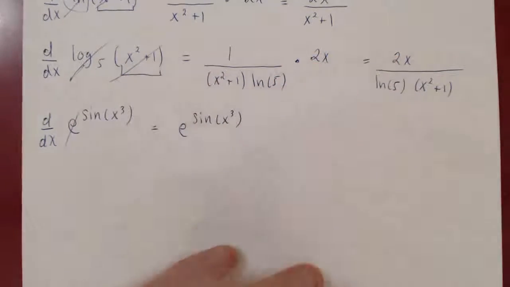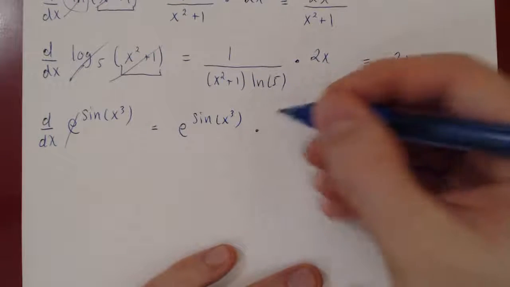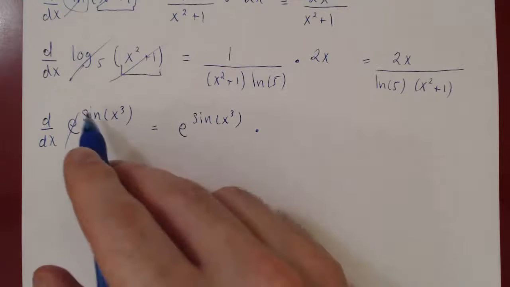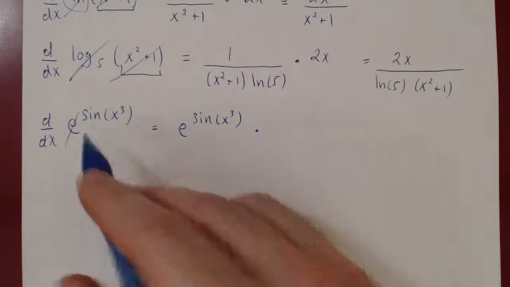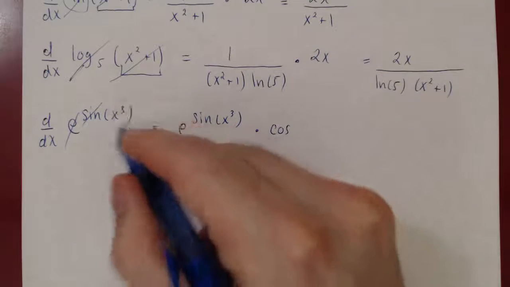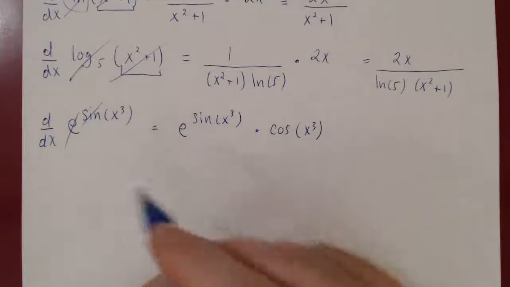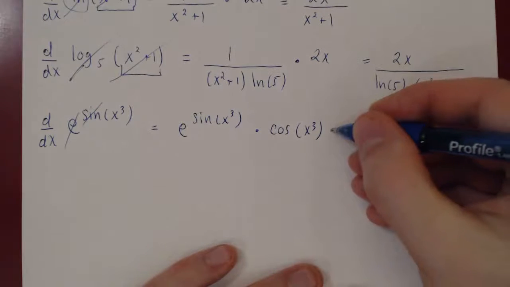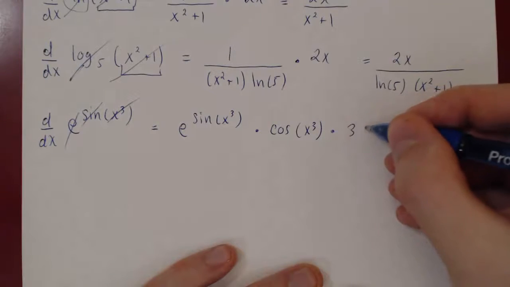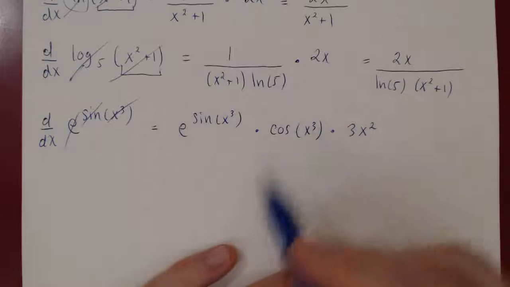And that takes care of the base e. But there's still sine of x cubed left over, so times. And now once again we have a composition. Sine of x cubed. The sine is the outside function. The derivative of sine is cosine. Cosine of what? Of what's left over, x cubed. But there's still x cubed left over. The chain rule one more time. Times the derivative of x cubed, and that is 3x squared. There is nothing left over, so we are done with the differentiation.